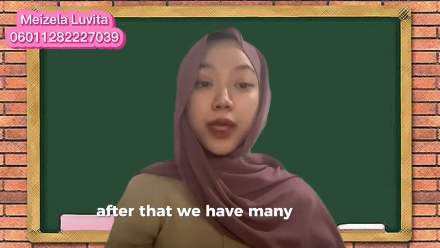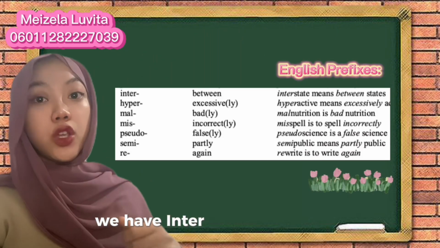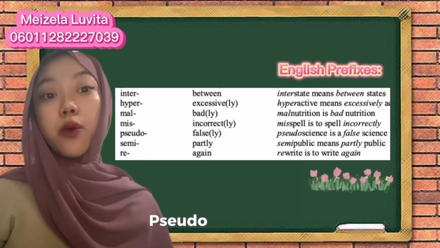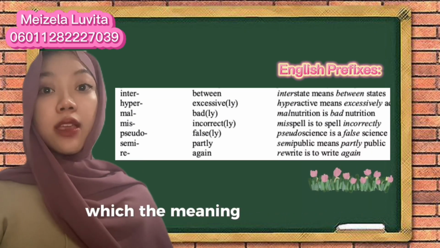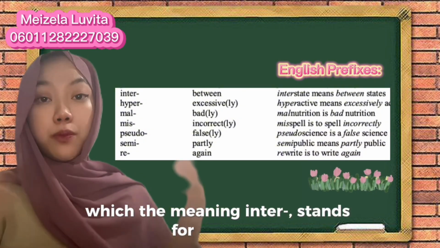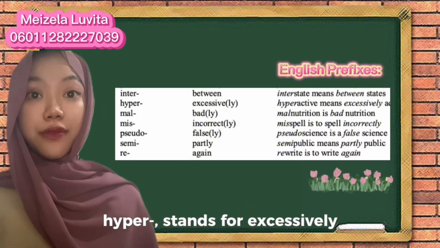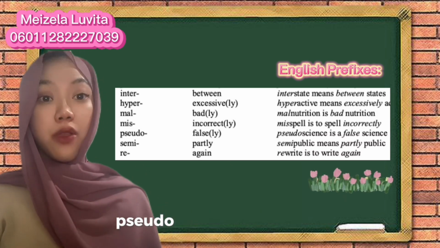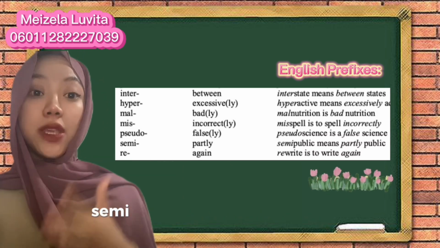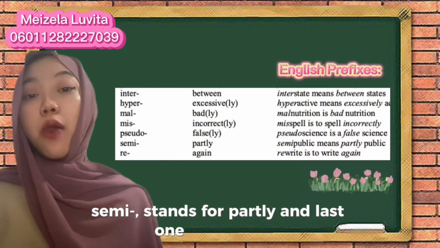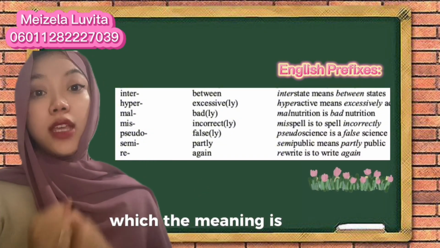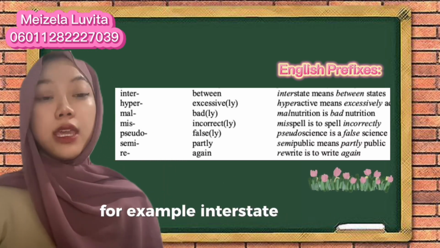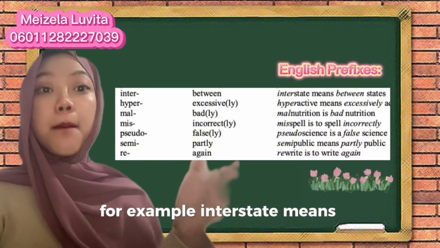After that, we have many more prefixes. We have inter, hyper, mal, mis, pseudo, semi, and re. Inter stands for between, hyper stands for excessively, mal stands for badly, mis stands for incorrectly, pseudo stands for falsely, semi stands for partly, and the last one is re, which means again. What about the examples? For example, interstate means between states.